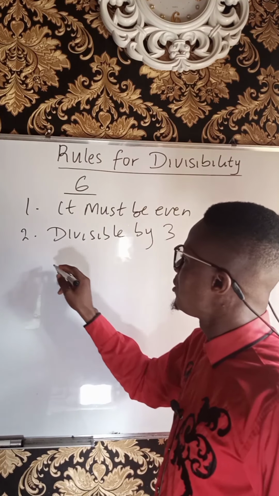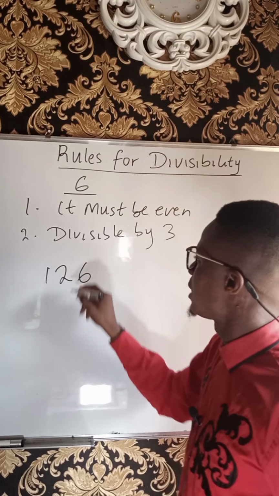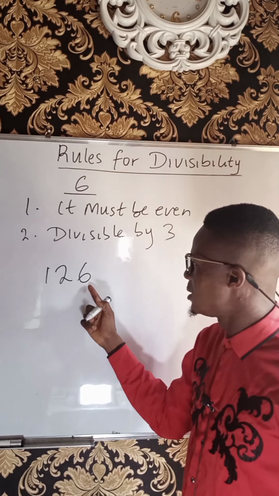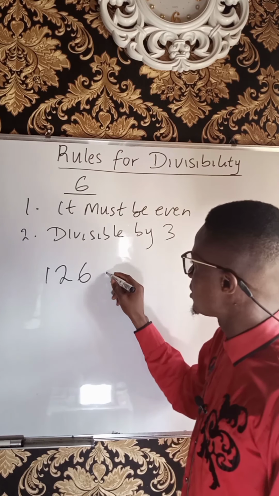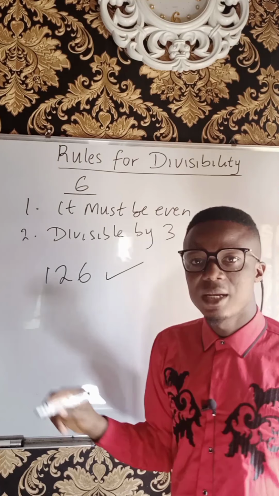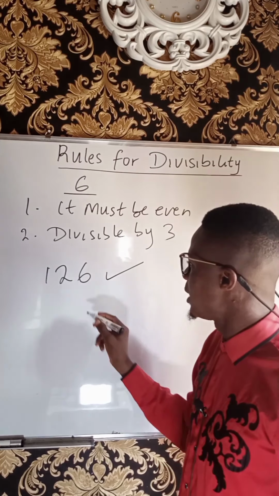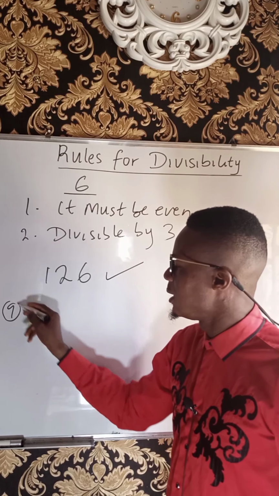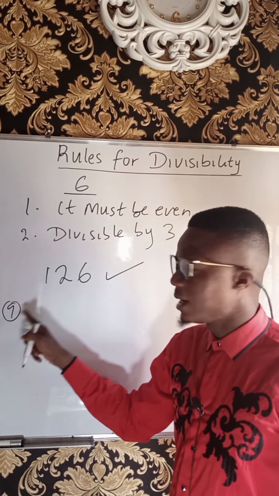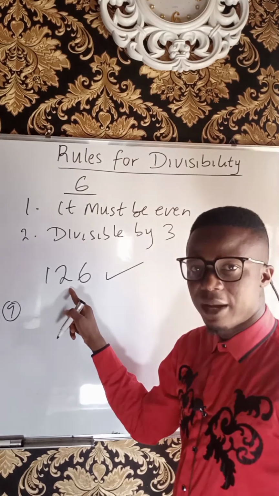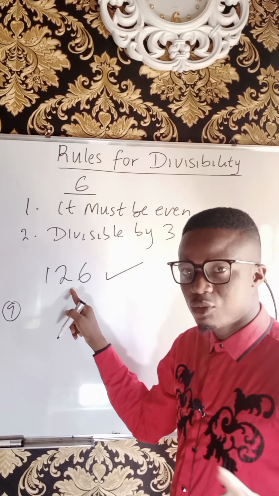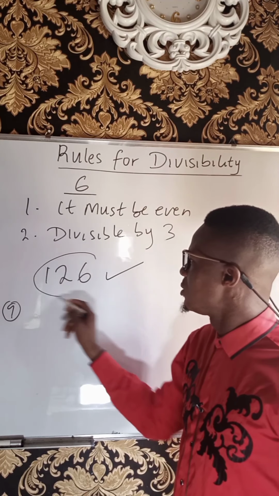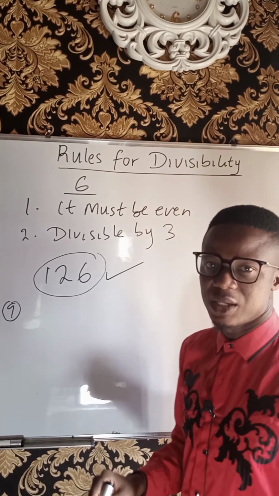For example, now when you have 126, for instance, this 126 is an even number because the last digit is even. Okay, so it satisfies the first condition. Now, is this number divisible by 3? Let's check. 1 plus 2 is 3, and 3 plus 3 is giving us 9. And since 3 can divide 9, therefore this number is divisible by 3. Remember the divisibility rule for 3. So it satisfies these two conditions. Therefore, this number 126 is divisible by 6.